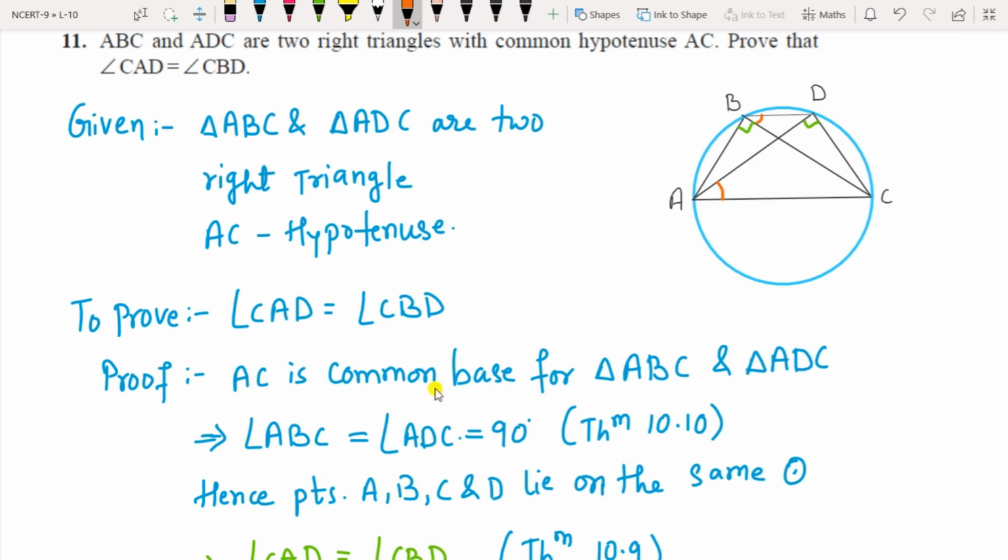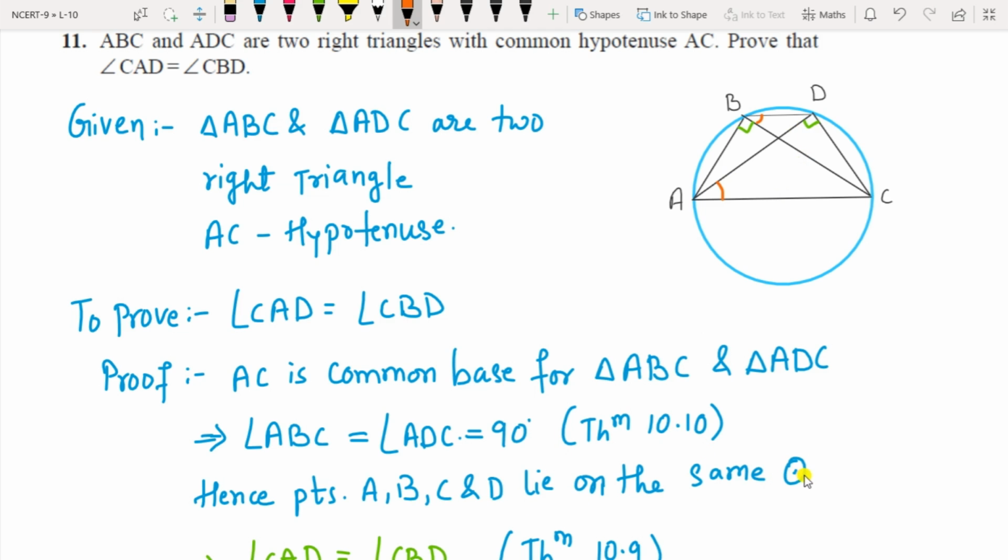So in the proof you have to write that AC is the common base for triangles ABC and ADC, and therefore angles ABC and ADC both are equal to 90 degrees, since that is given. That is from theorem 10.10, which says that if a line segment joining 2 points subtends equal angles at the two other points lying on the same side of the line containing the line segment, then the 4 points lie on a circle. So this is B and D here. Now therefore points A, B, C, D lie on the same circle.